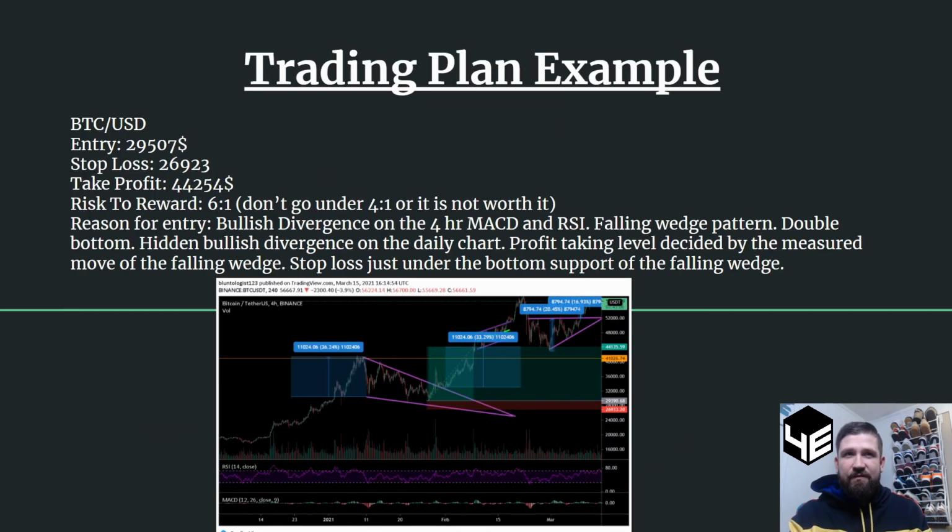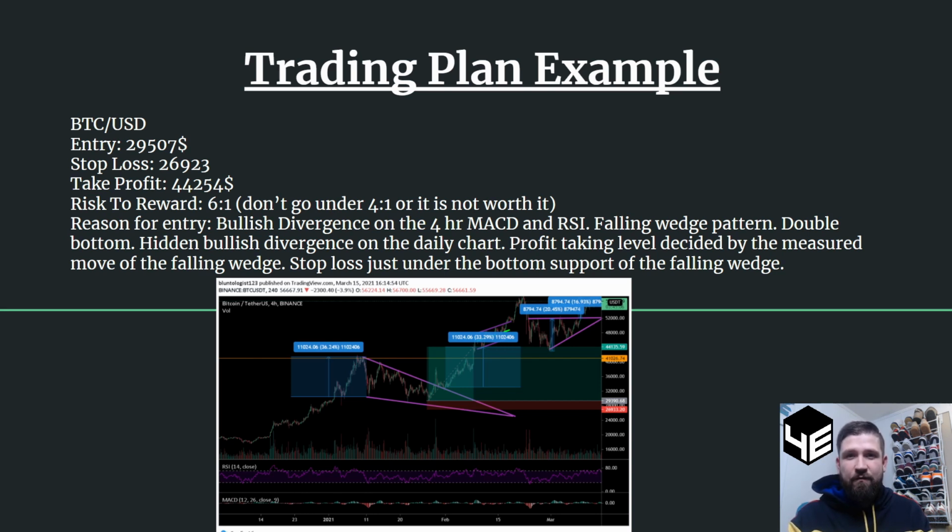So here's an example of a trade that I took with a trading plan example so you can see what one should look like. So first we entered BTC to the USD at $29,507 with a stop loss of $26,923 and a take profit of $44,254. Now our risk to reward in this situation was 6 to 1. So that means we have to win 1 in 6 trades to break even, and anything after that is profit.